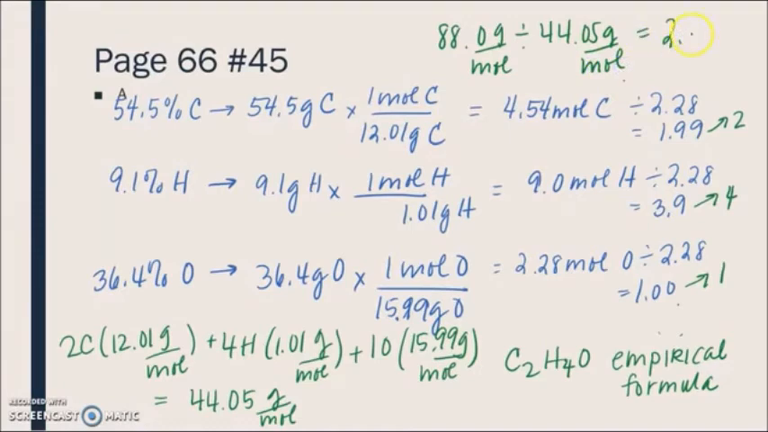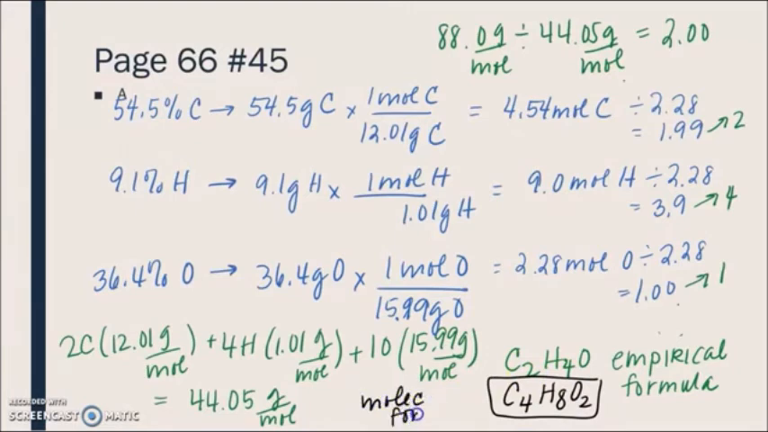And you get 2.00. And so remember, that means that you multiply all of these coefficients by that number. So you'll have C4H8O2, and this is the molecular formula, which is the answer to your question.